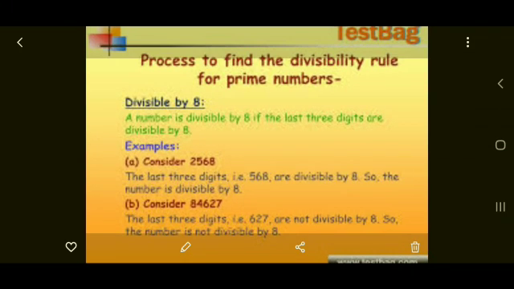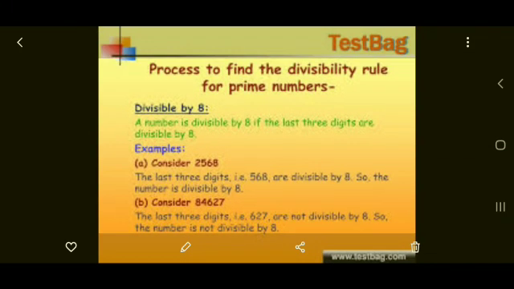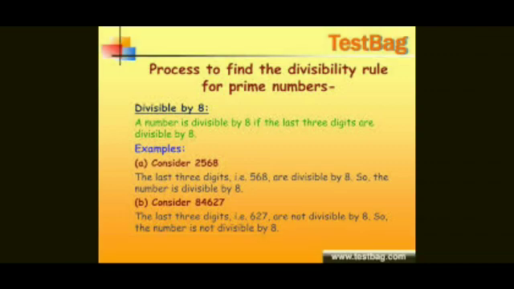Next is divisibility by 8. If a number is divisible by 8, if the last 3 digits are divisible by 8. This is for 4-digit numbers. Is it, children? The number is 4-digit number. You just see the last 3 digits. The last 3 digits will form a number. If that number is divisible by 8, then the whole number will be divisible by 8.